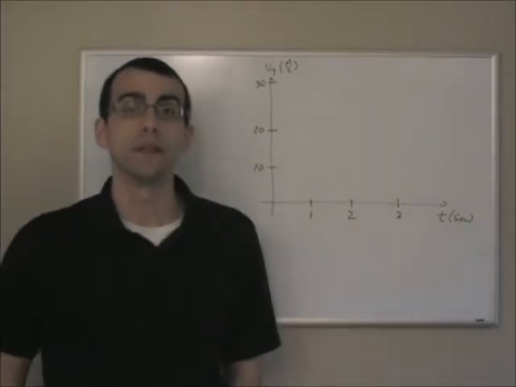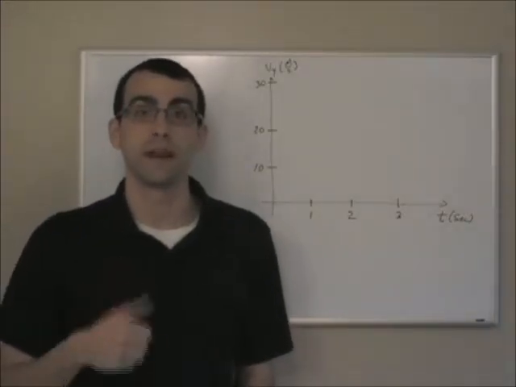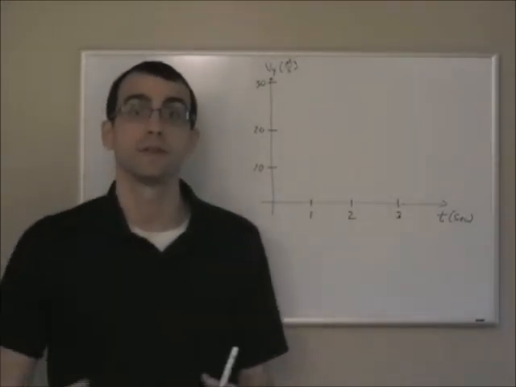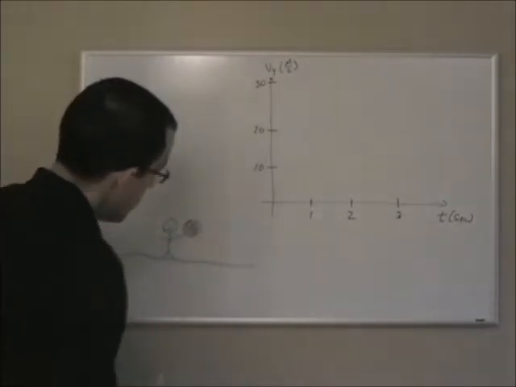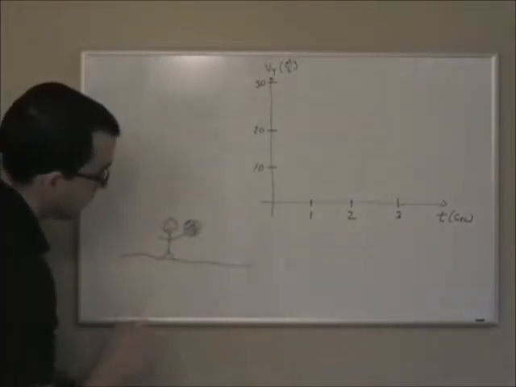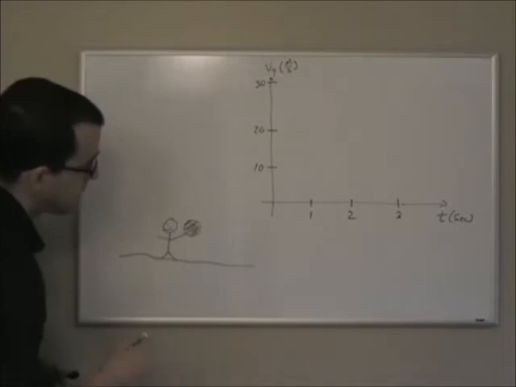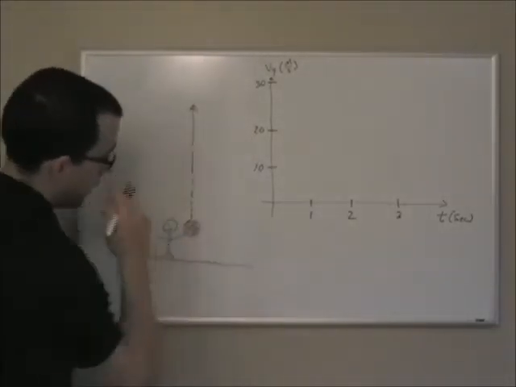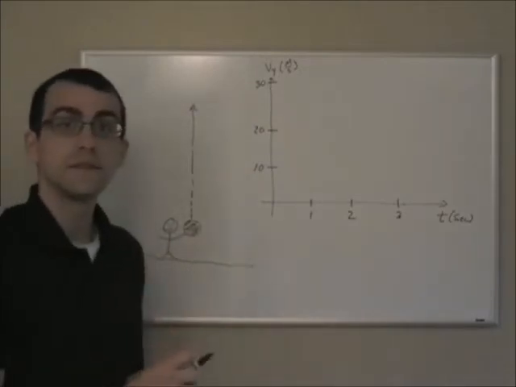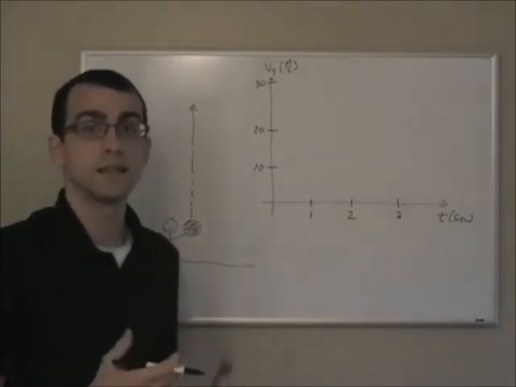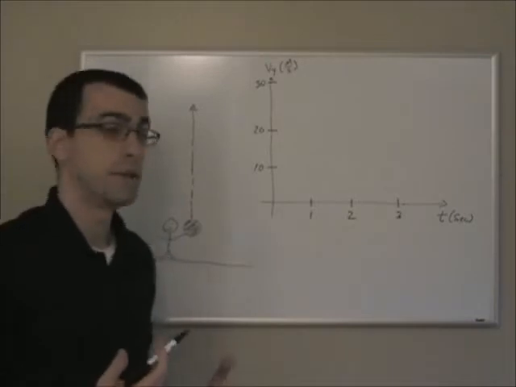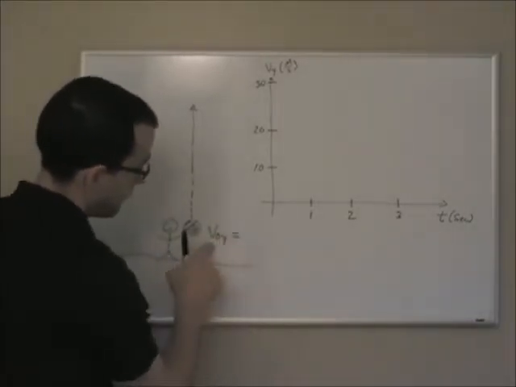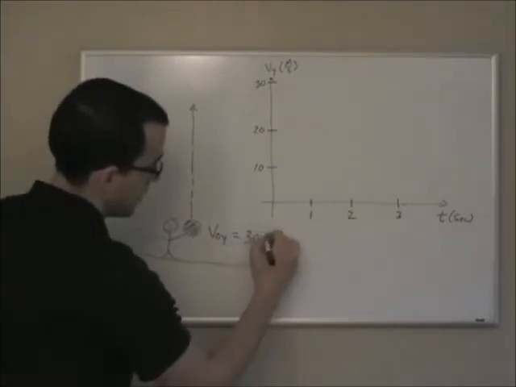In this next example, we look at a man who's throwing a ball straight up into the air. Now we said that when a guy's throwing a ball straight up in the air, it's still undergoing free fall. Okay, so here's our man standing on the ground, and he throws the ball straight up into the air. And as soon as the ball leaves the man's hand, we say that the velocity of the ball is 30 meters per second. So our initial velocity, or v naught y, is equal to 30 meters per second.